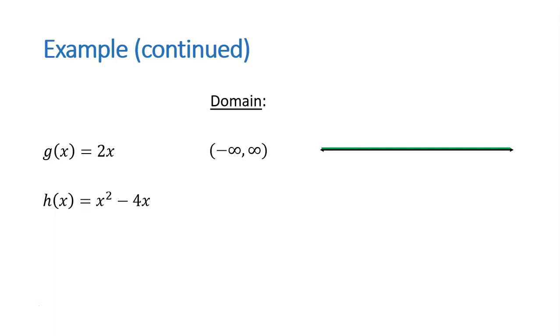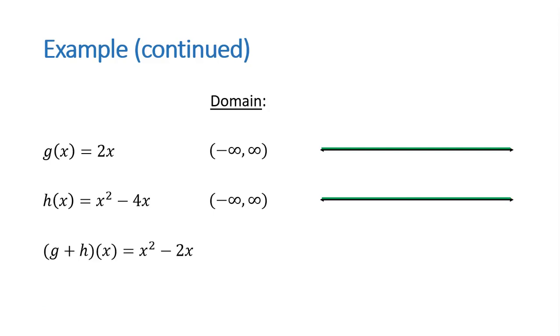So without either of those cases, our domain is automatically all real numbers. So again, if we were to graph this, we cover the entire number line. So our final function was g plus h of x, and we decided that's equal to x squared minus 2x.